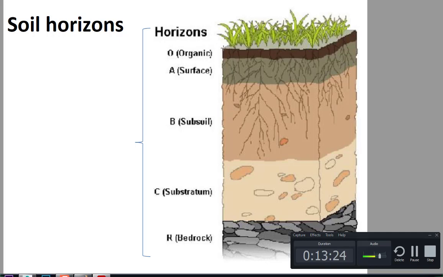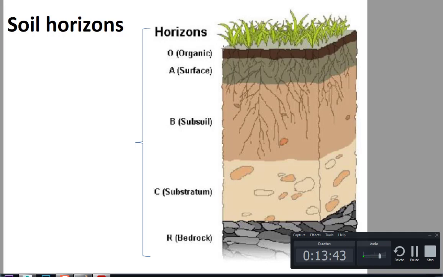And below this layer, the first layer is known as the A, which is known as the surface. It is partially brown in color, and this is again the second most productive layer, where you can see some roots, some microbes, earthworms also.